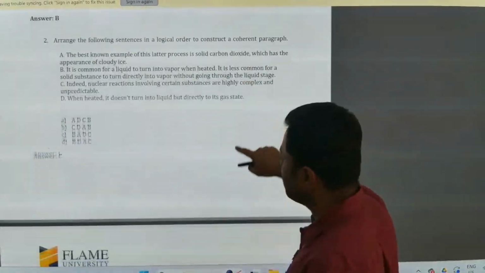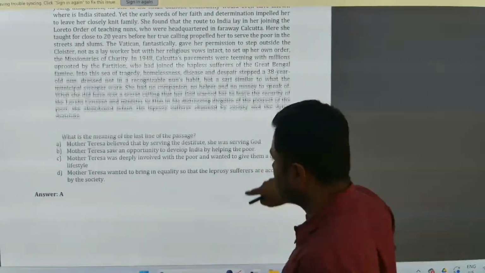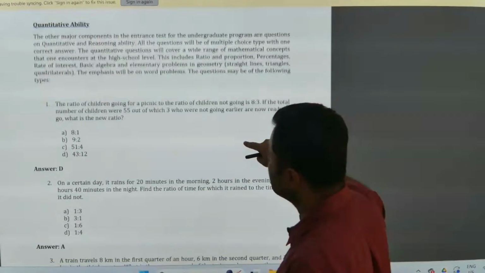So next section is verbal ability. We will discuss this section in a separate video. Now I will go directly to the next section, which is quantitative ability.